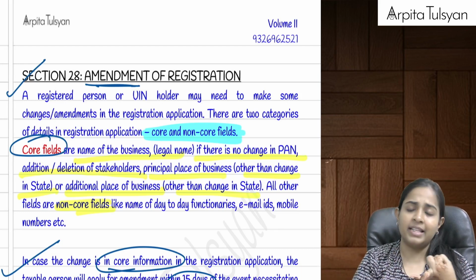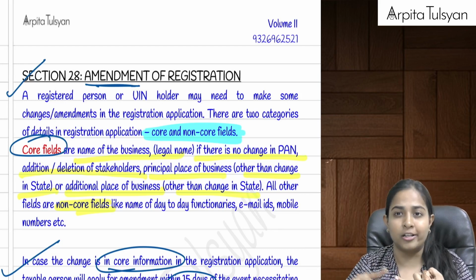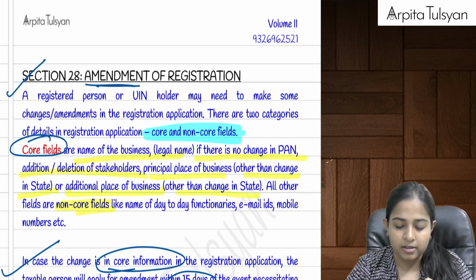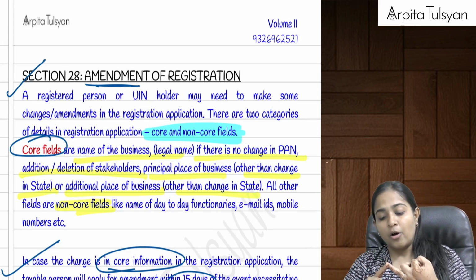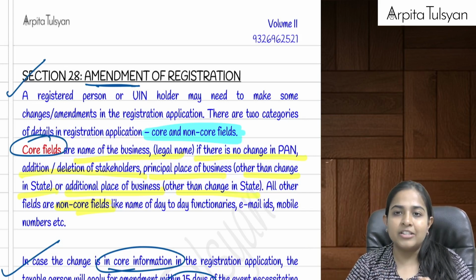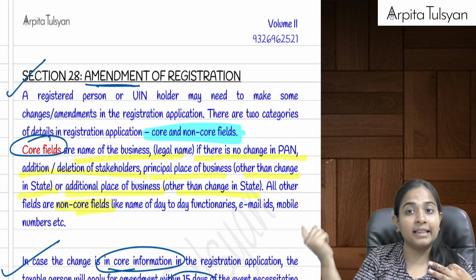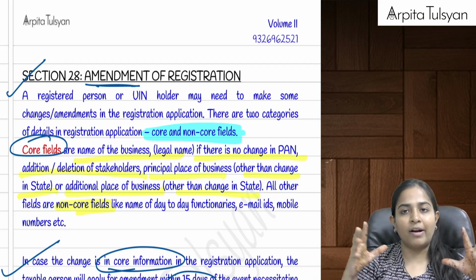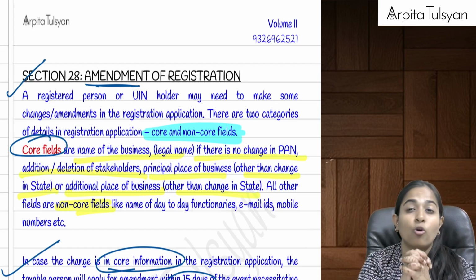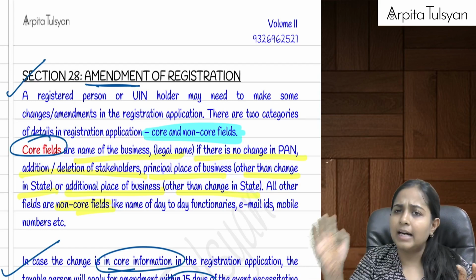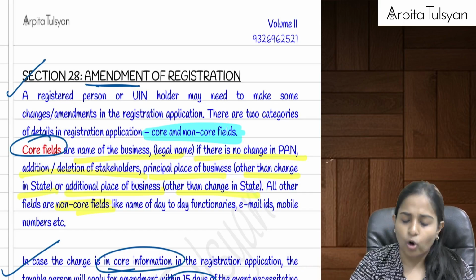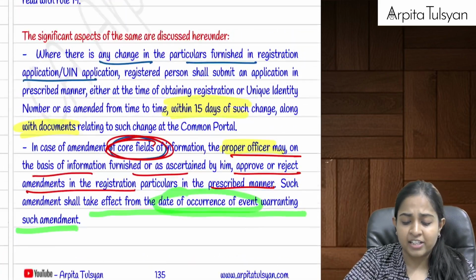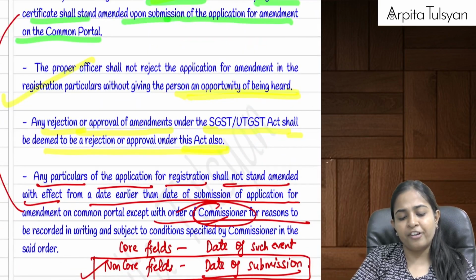The next one is when there is any addition or deletion in the stakeholders: changes in partners, changes in promoters, changes in whole-time directors, etc., changes in karta. Or whenever there is any change in the place of business, but not in another state, because once you go to another state, a new registration will be required. All these changes will be called core field changes, and all the other changes will be called non-core field changes.